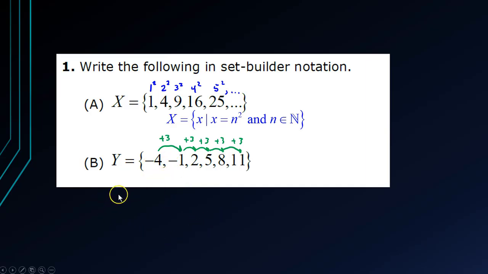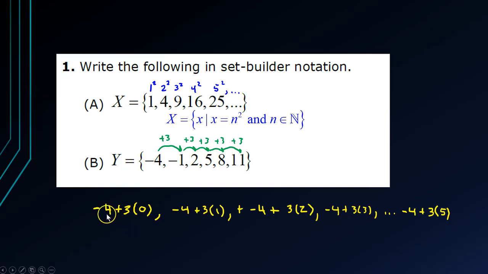So if I look at these values here, I can rewrite them as -4, which is the first term here, plus 3 times some number. That means the first one would be 3 times 0. -4 plus 3 times 1 would give me -1. -4 plus 3 times 2, which is -4 plus 6, would give me 2. And so forth and so on, all the way up to -4 plus 3 times 5. Now, the natural numbers start at 1. So 0 is not a natural number, so I've got to figure out a way of using the natural numbers. That's typically what's used for these kinds of notations if I'm using set builder notation.